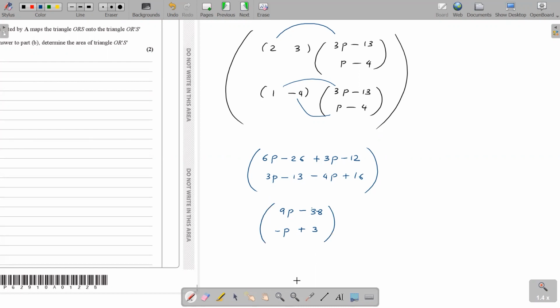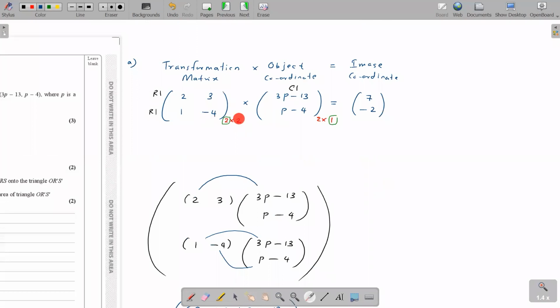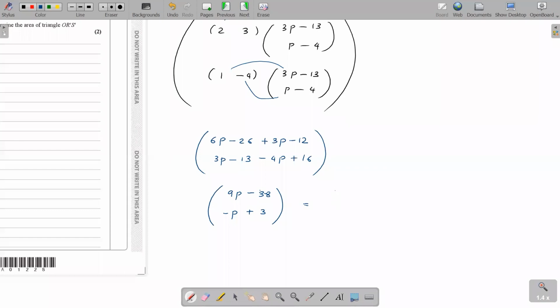So this is the image coordinate that you get. The image coordinate is equal to 7, minus 2. Are you with me? Now you can use any one of these two lines to get the p value. So you could say 9p minus 38 equals 7. How much is 9p? 38 plus 7 is 45. 45 divided by 9, p equals 5.